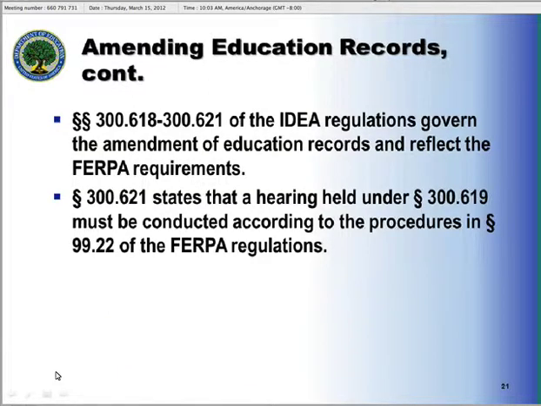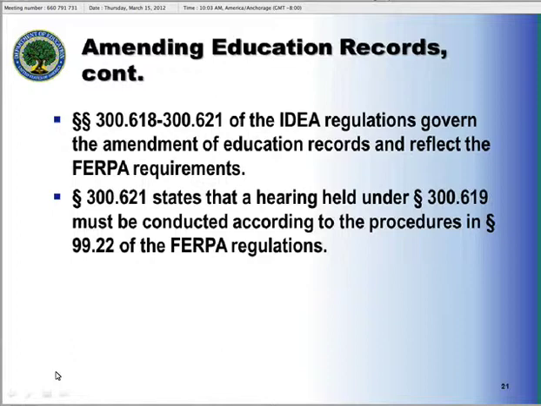The hearing with regard to the amendment of records referenced on this slide is, under the IDEA, specific to a participating agency's refusal to amend the information in the child's education record in accordance with the parent's or eligible child's request. The hearing, as indicated, must be conducted in accordance with the procedures in FERPA at Section 99.22 and is held to afford the parents the opportunity to challenge information in education records to ensure that it is not inaccurate, misleading, or otherwise in violation of the privacy or other rights of the child.